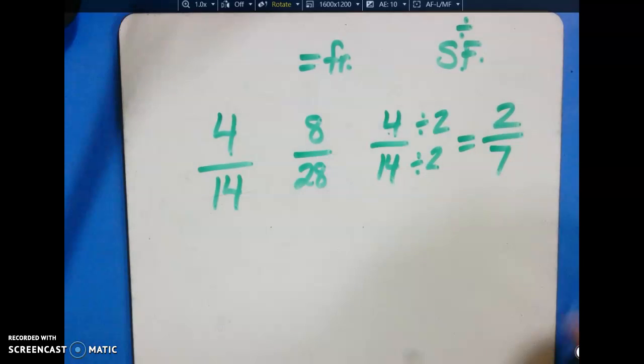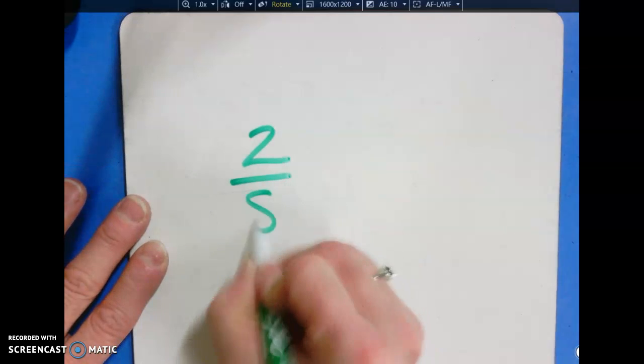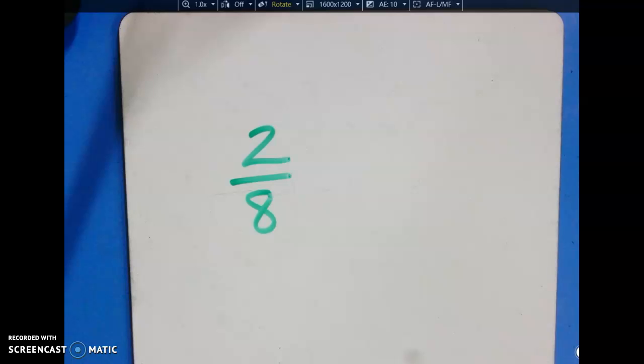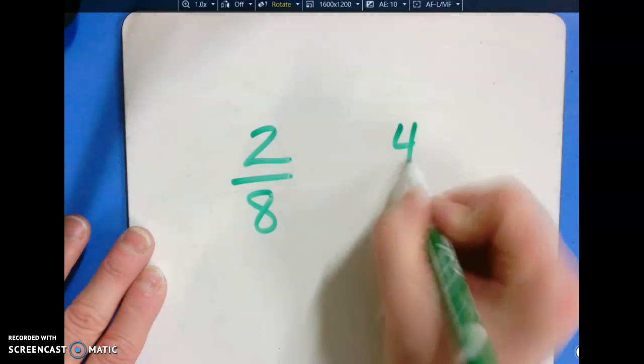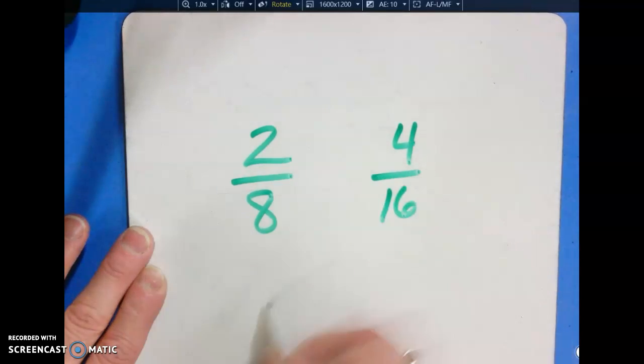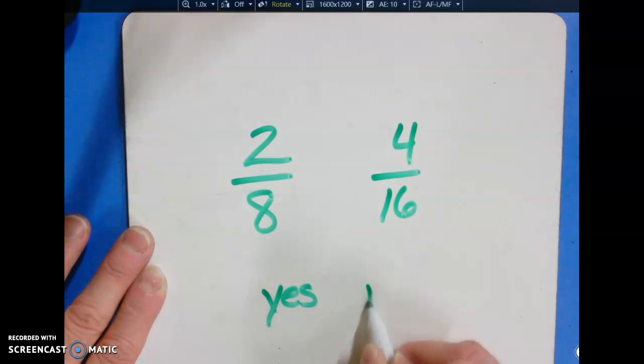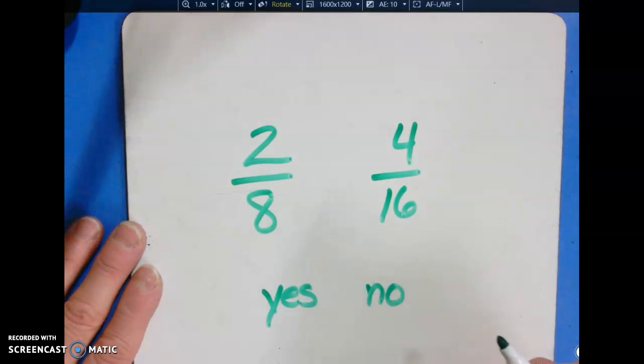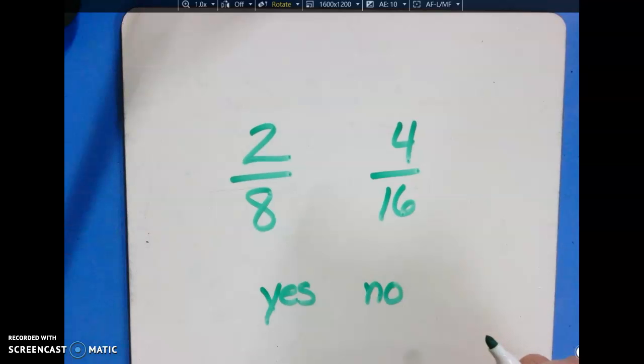Now we might see a few other things as we go about doing our math today. What if, I like this one. Are the fractions in each pair equivalent? I see 2/8 and 4/16. The answer to this kind of question is yes or no. Now, how can you tell? I will show you 2 ways. I think you're going to like way number 2 better than 1.